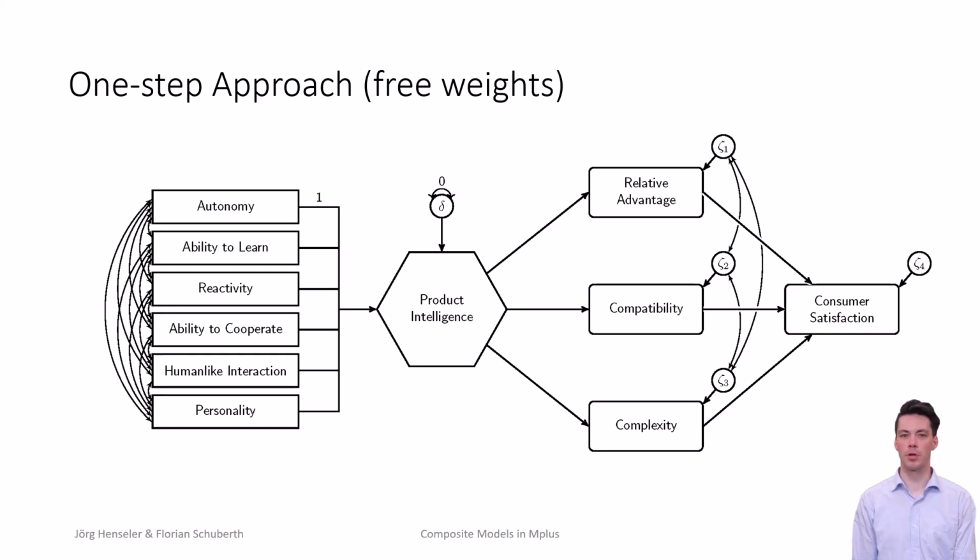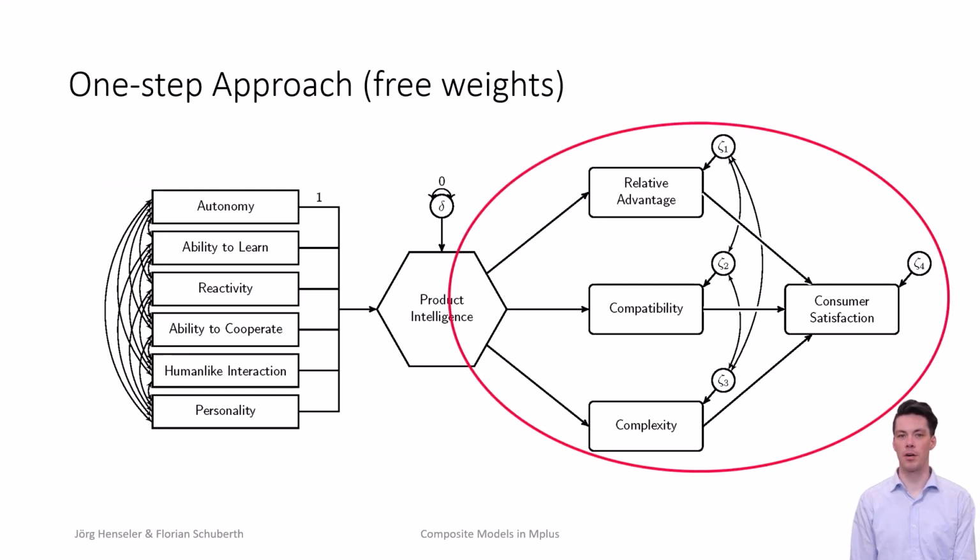To ensure that product intelligence is fully made up of its components, we need to fix the variance of the resulting error delta to 0. Moreover, we need to determine the scale of product intelligence. For that purpose, we fix one of the weights to 1, in our case the weight of autonomy. Further, we need to allow for the covariances between the components. In this way, we ensure that no constraints are imposed on the covariances between the components. Finally, we specify the effects and covariances between the remaining parameters of our model.